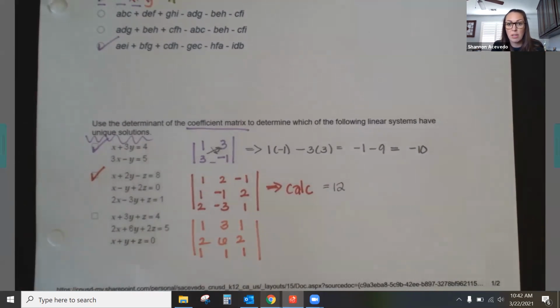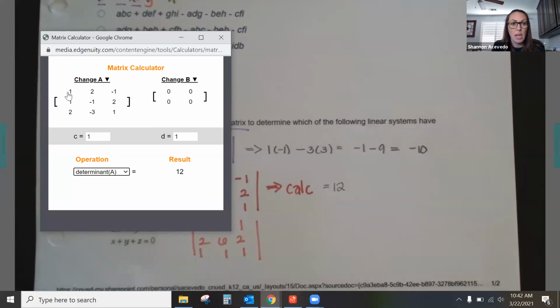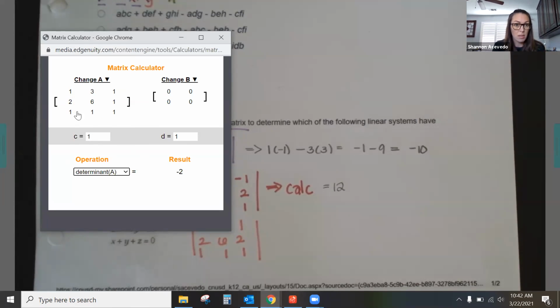So I go to my calculator. It's right here. And I'm going to type in those values. So I'm going to have 1, 3, 1, 2, 6, 2, and then a 1, 1, 1. And when I go to find my determinant, 1, 3, 1, 2, 6, this should be a 2.